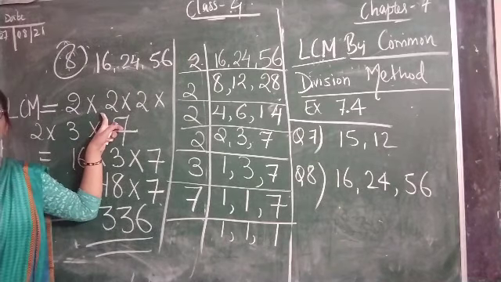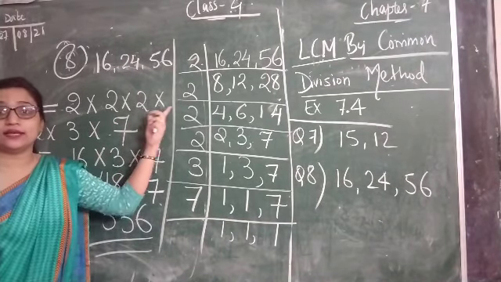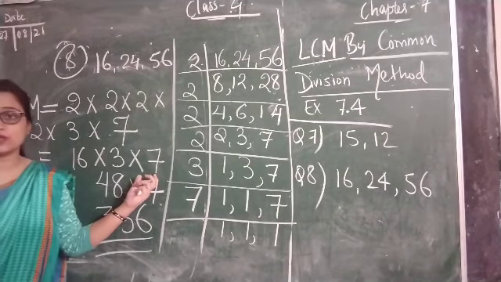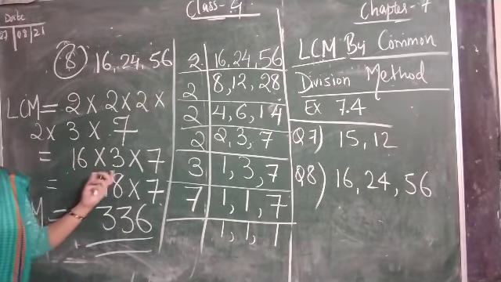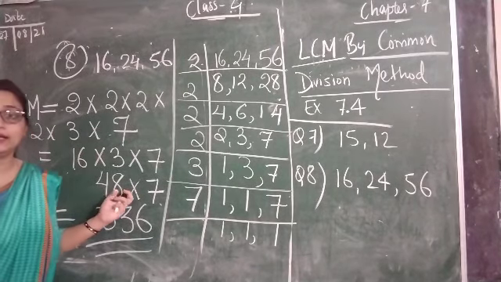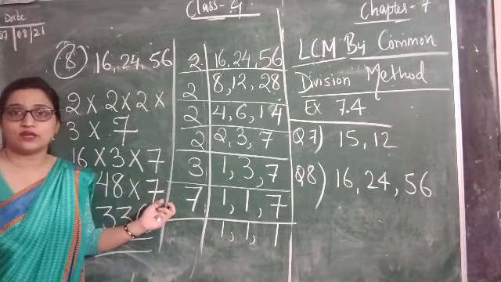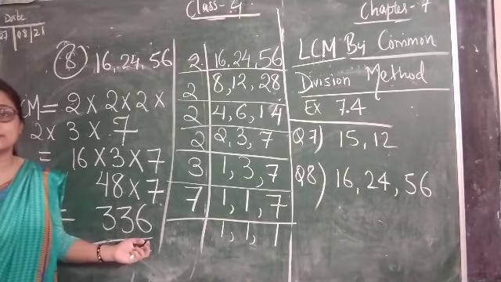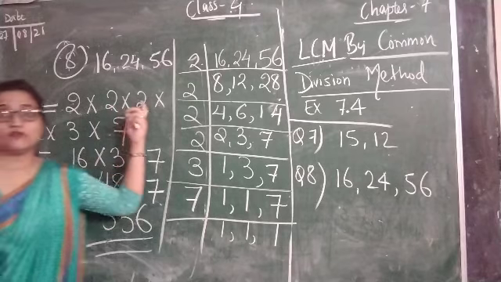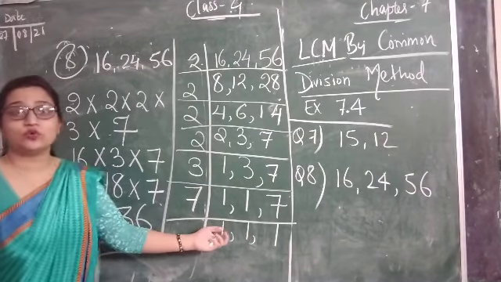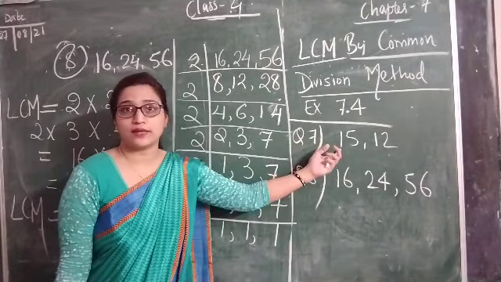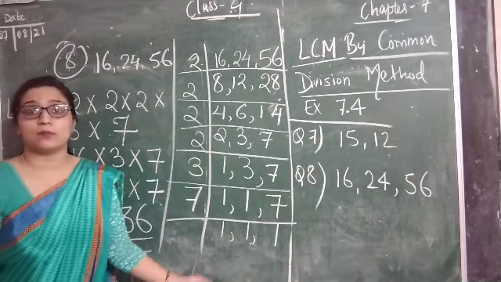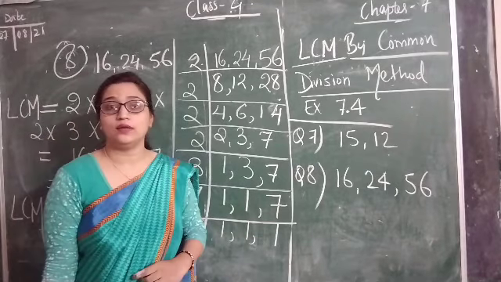Now we just multiply them. 2 into 2 equals 4, 4 into 2 is 8, then 8 into 2 equals 16. Now 16 into 3 into 7. 16 into 3 equals 48. 48 into 7 equals 336. 336 is the LCM of 16, 24 and 56 by using the common division method. So like this, we can find out the LCM by this method. Okay, thank you.